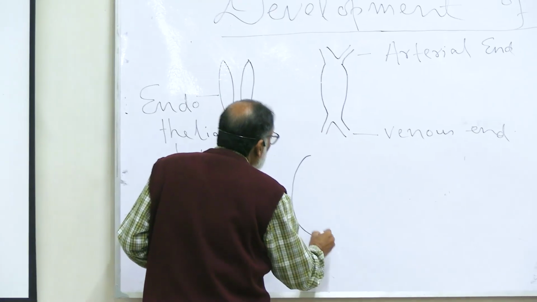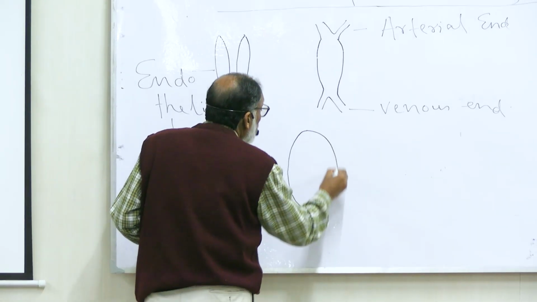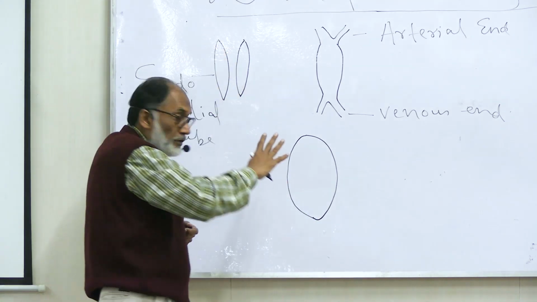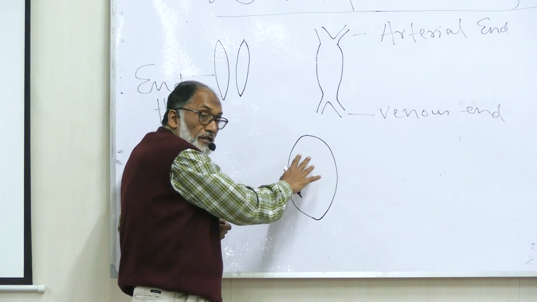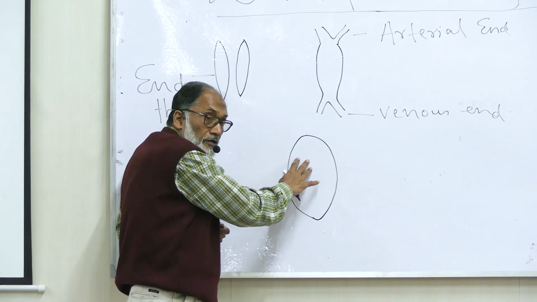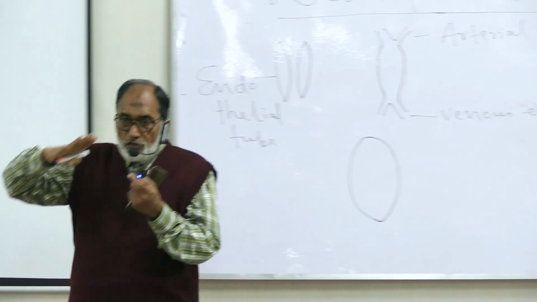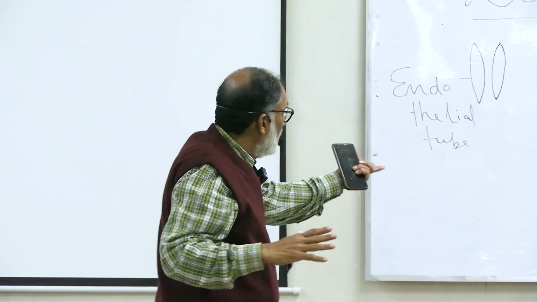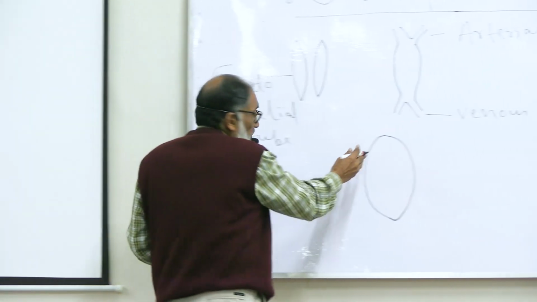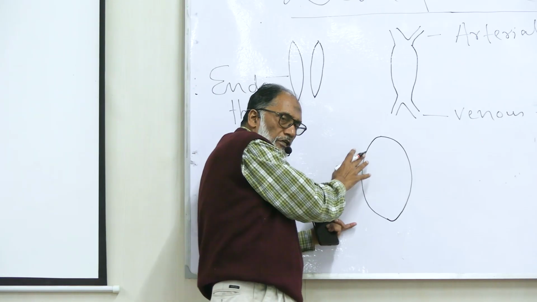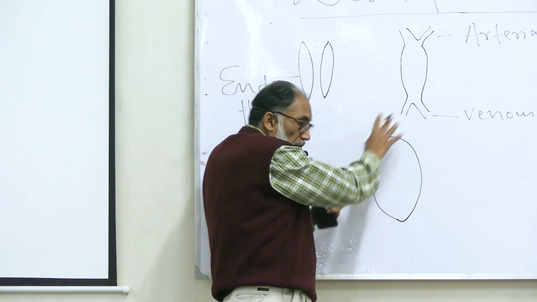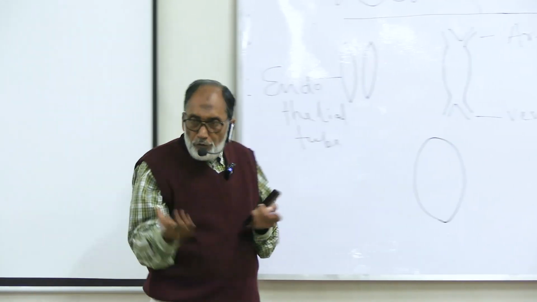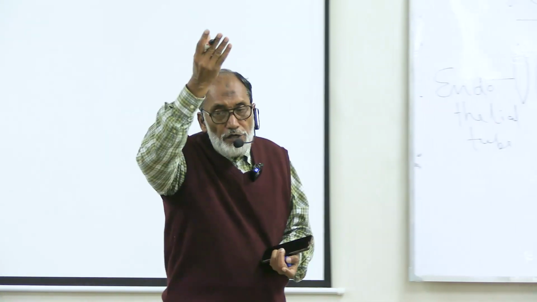Now, this is the embryonic disc, and I am looking from above. It is a two-layered embryonic disc. If I look from above, it is the epiblast, and just deep to it lies the hypoblast. Epiblast means it is the floor of the amniotic cavity, and hypoblast means it is the roof of the yolk sac.